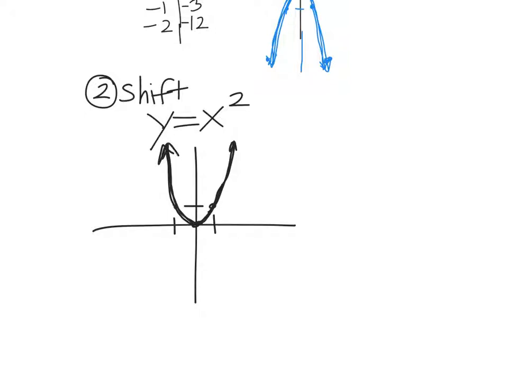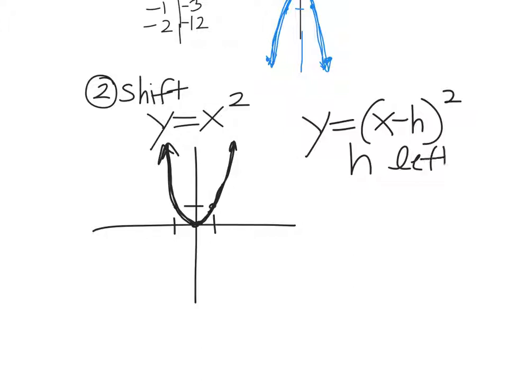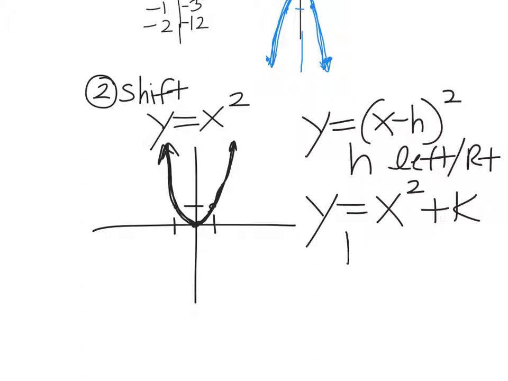Okay? And we're going to do two types of shifting. We're going to shift left and right, and we're going to shift up and down. So if we have y equals (x minus h) squared, we're going to shift h units left or right. And if we have y equals x squared plus k, then we will go k up or down. Just like we did with absolute value. But instead of shifting a V shape, we're shifting a U shape now.